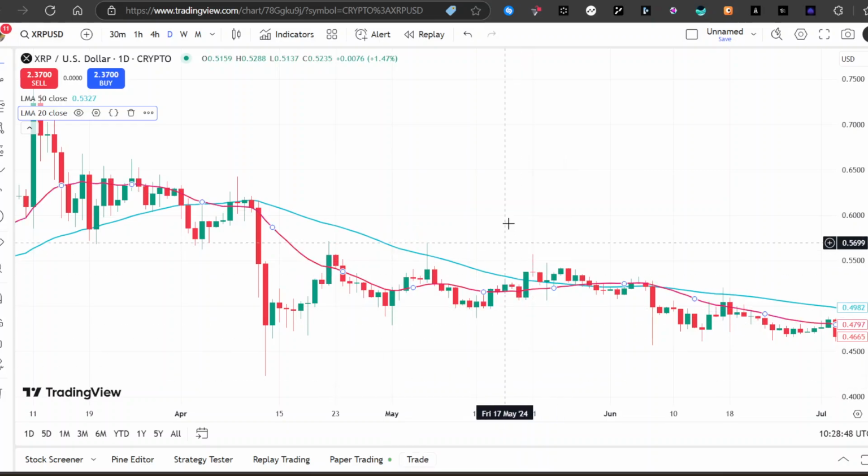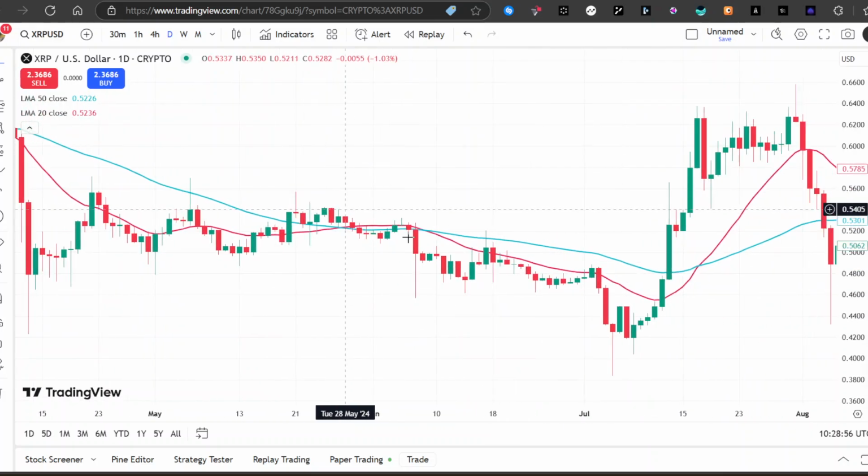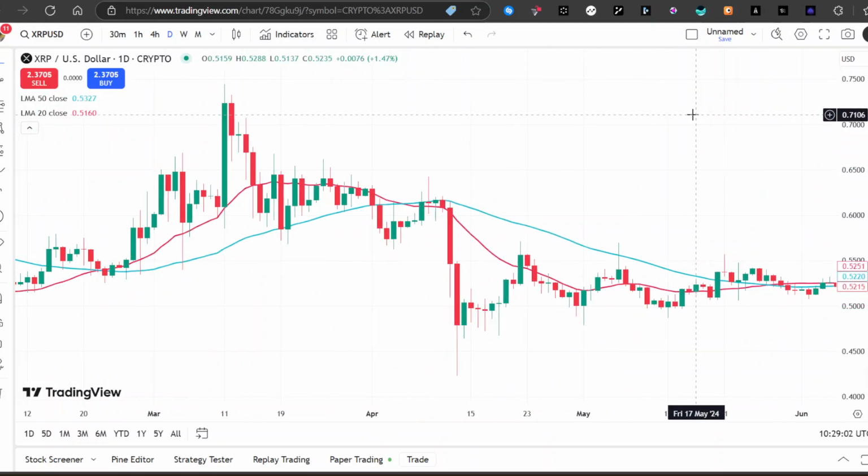So for the crossover strategy, whenever the shorter term LMA crosses above the longer term, in this case, the 20 LMA crossing above the 50 LMA, you have a buy signal. And whenever the shorter term moving average crosses below the longer term, you have a sell signal. This helps traders to stay on the right side of the market and avoid false signals from standard moving averages.